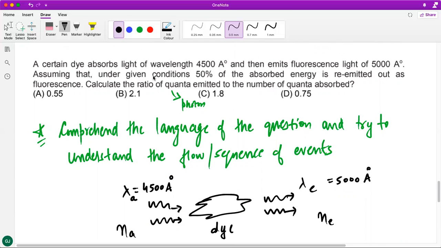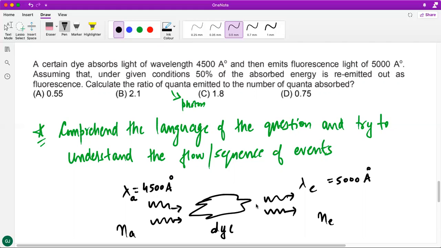And assuming under the given conditions that 50% of the absorbed energy is emitted out as fluorescence, calculate the ratio of quanta emitted to the number of quanta absorbed. What is meant by quanta? Quanta is photons only. So I can put some variables over here: NA, the number of photons getting absorbed, and NE, the number of photons getting emitted. And the ratio is what I'm being asked in the question.